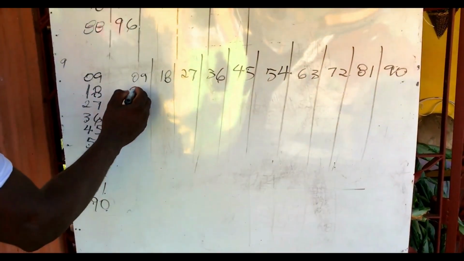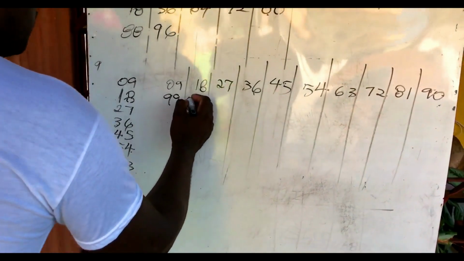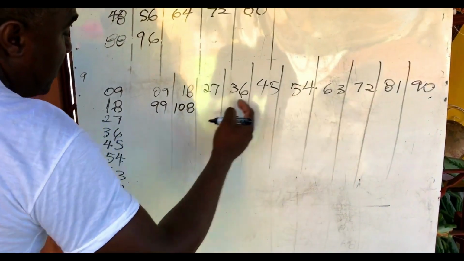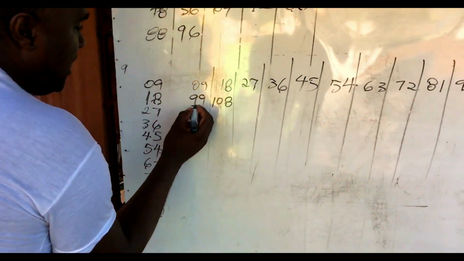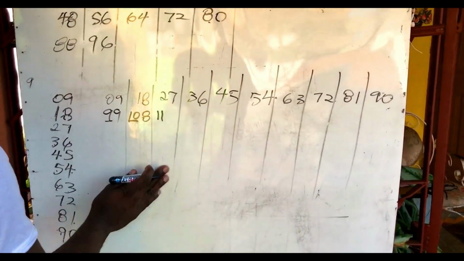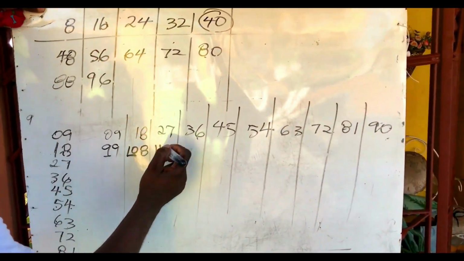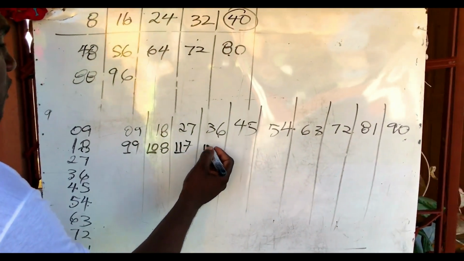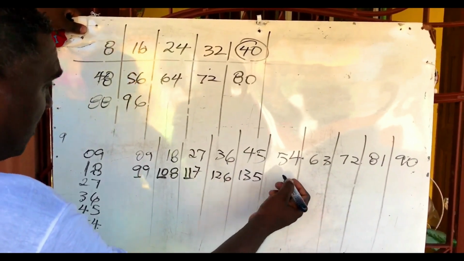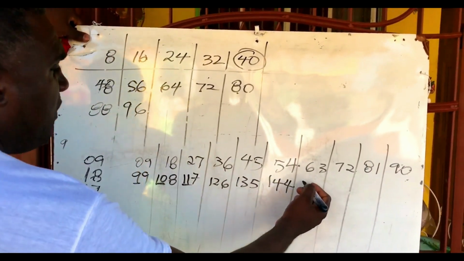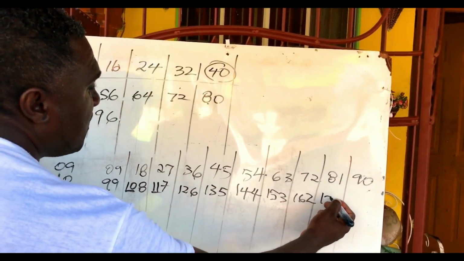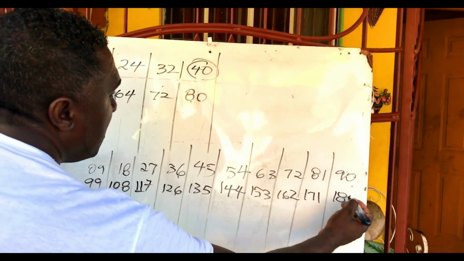So 9 10s is 90, 9 11s is 99, 9 12s is 108 because we are continuing. So in this row you will see that we have 9, then 10, so we must have 11, and then remember our column must end with the last digit here, so that's 7. 11, then 12 must end with 6, then 13 must end with 5, then 14 must end with 4, then 15 must end with 3, then 16 must end with 2, then 17 must end with 1, and then 18 must end with 0.